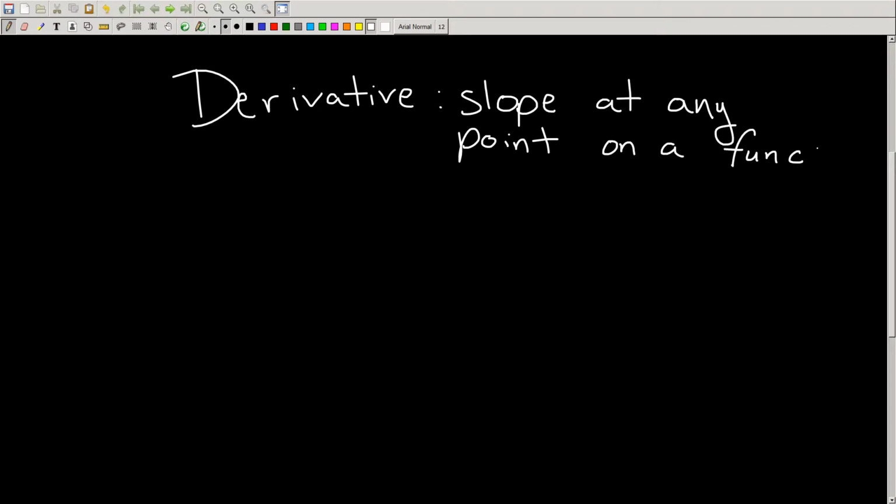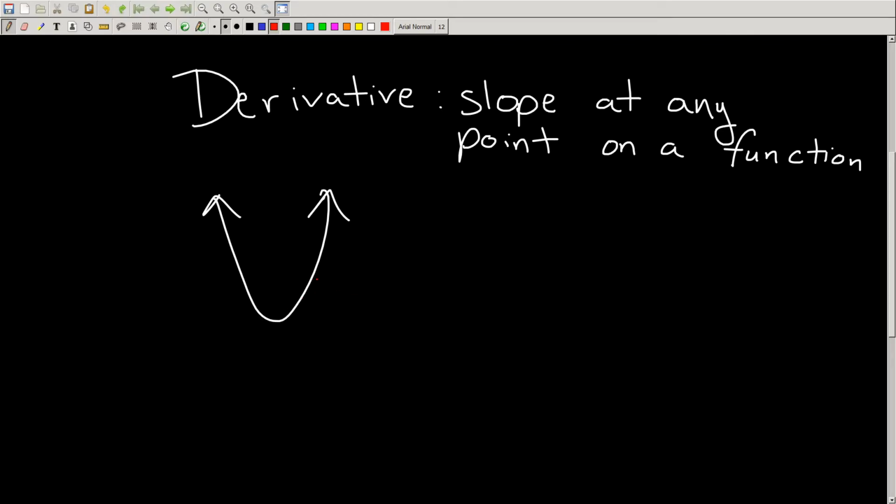Now, the function is a curve, and to find the slope at any point, what you do is draw a tangent to that point. So let's say you have a parabola, and this just represents some general parabola that opens up, let's say, although it doesn't have to, and I've got a point right there. I want to find the slope at that point, meaning if I draw a tangent to that point, I want to find the slope of that tangent. Now, what does that have to do with first principles?